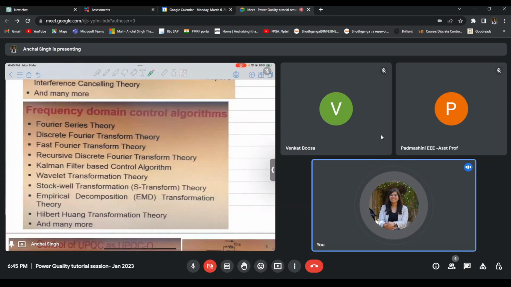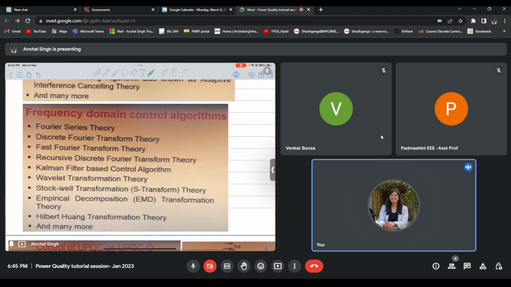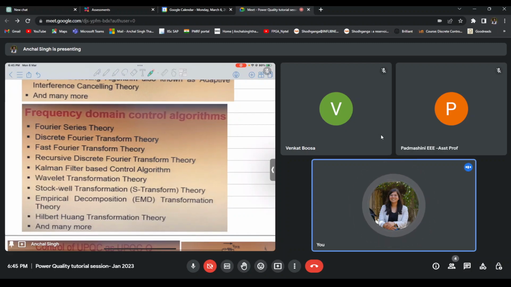When we talk about frequency domain control algorithms, there is Fourier series theory, discrete Fourier transform theory, fast Fourier transform theory, recursive DFT, and Kalman filter. This is one of the most popular ones. It is used in space technologies as well nowadays. Then there are wavelet transformation theory, Stockwell transformation theory, empirical decomposition transformation theory, Hilbert-Huang transformation, and these are just again a few examples. In the literature, thousands and thousands of these are present.